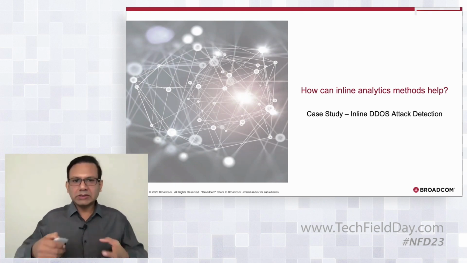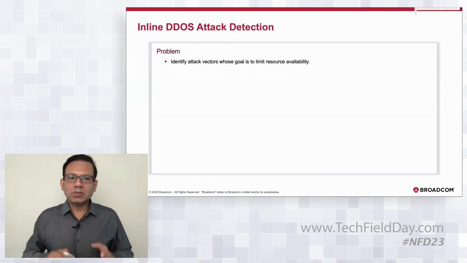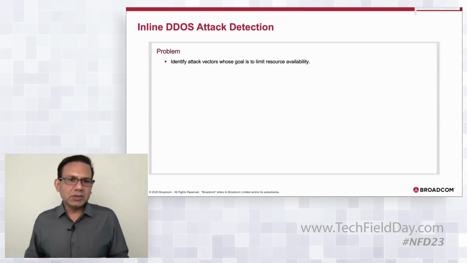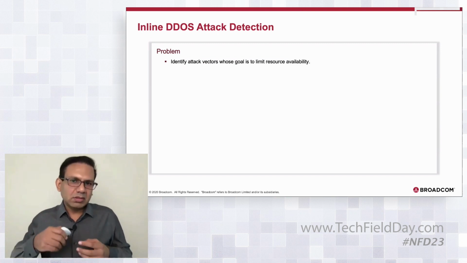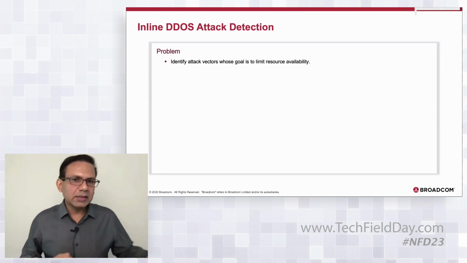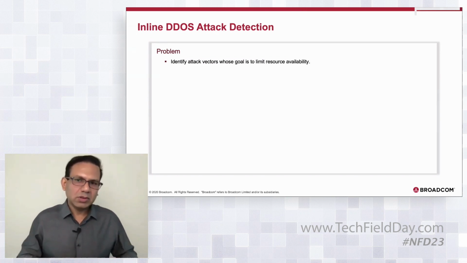The best way to explain this is through an example that people will understand. So what is inline DDoS attack detection? The problem is that you have many attack vectors which are affecting the resources in your usage, in your network. And you want to identify these attack vectors, which may be varied. So there is no single attack that really happens, but there are different things that can happen. And you want to help identify them and then react to them later.